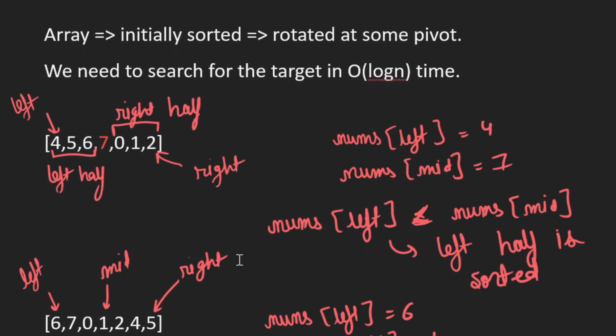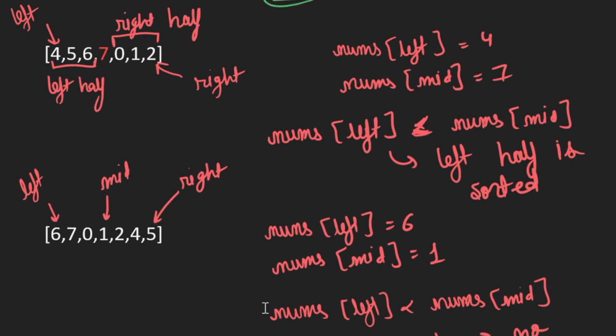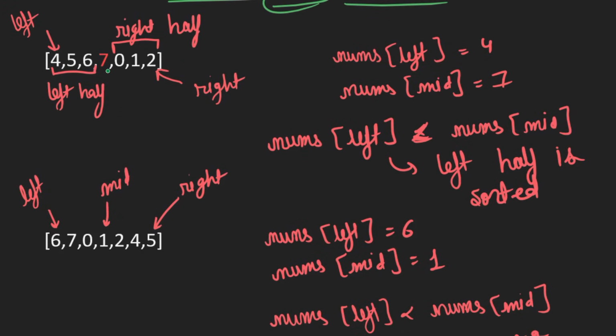So we are given that our array is initially sorted and then it may be rotated at some pivot point, right? And we need to search the target in log of n time. So this is our question. So let's see some examples. In the first example we have taken the array 4 5 6 7 0 1 and 2.